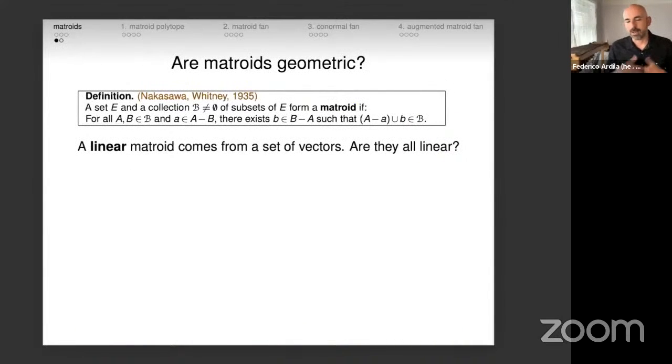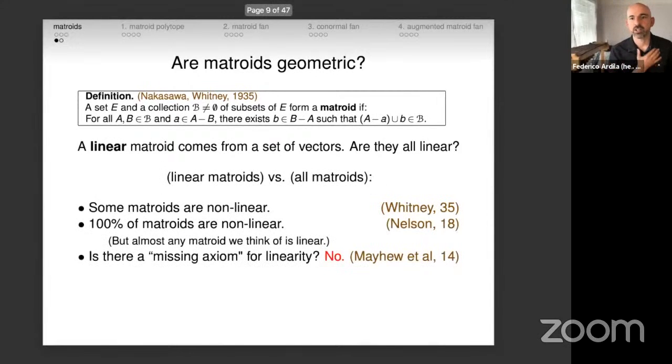Now, a first natural question, which was born at the very beginning, is: if we have a set of vectors, we get a matroid. Could it be that every matroid comes from a set of vectors? So we say that a matroid is linear if there is a set of vectors that gives rise to it. And so the natural question would then be, is every matroid linear? This was asked very early on, and it was answered very early on. So in the original paper, Whitney already discussed how there are examples of matroids that are not linear. And they had to be constructed in a very careful way. It takes some time to construct examples of non-linear matroids.